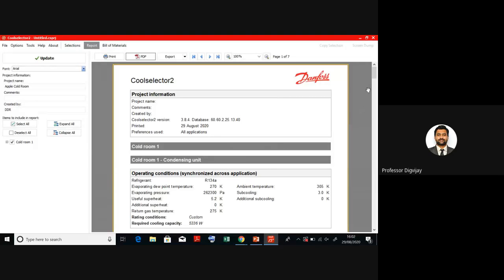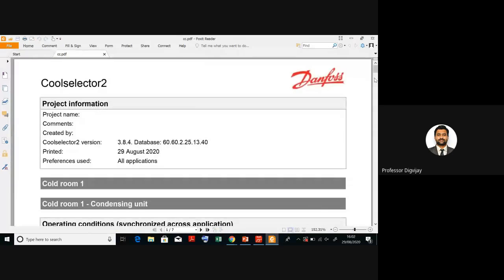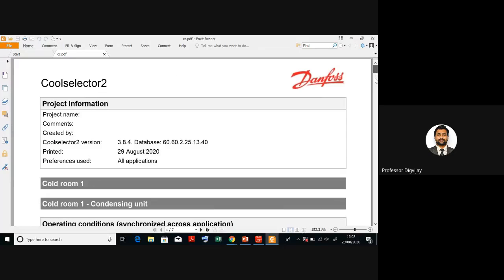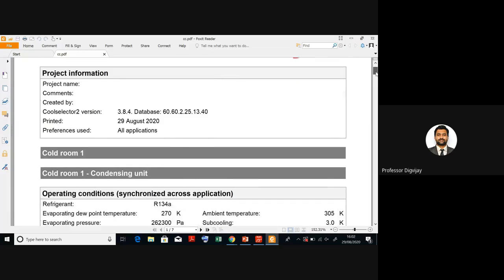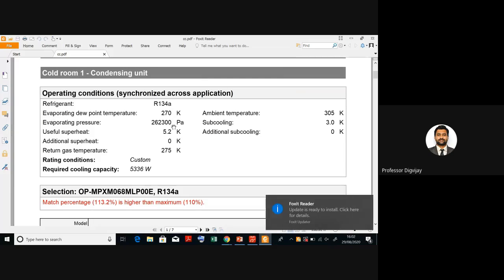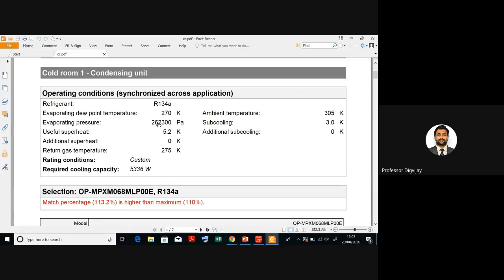So meanwhile, I will show you what they have given here. So we have created this. Okay, it is open now. So this is our project. This report I have generated. See here, we have used the refrigerant R134A. Then this is the system. So we have selected that Optima Plus system. See here, evaporator pressure is given as 262,300 pascals. So this is roughly 2.62 bar.